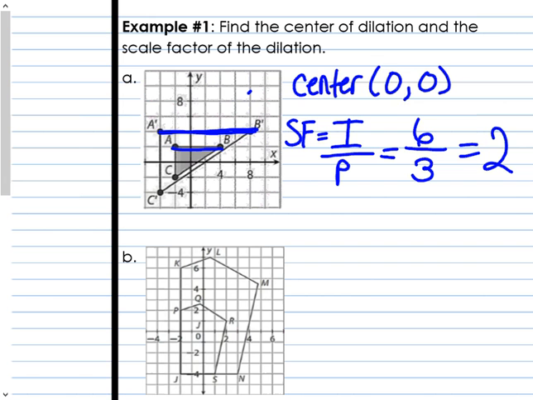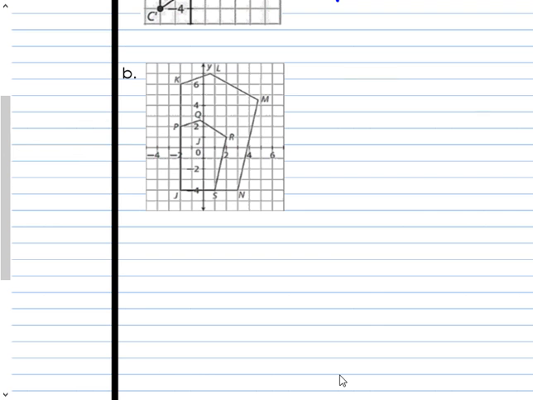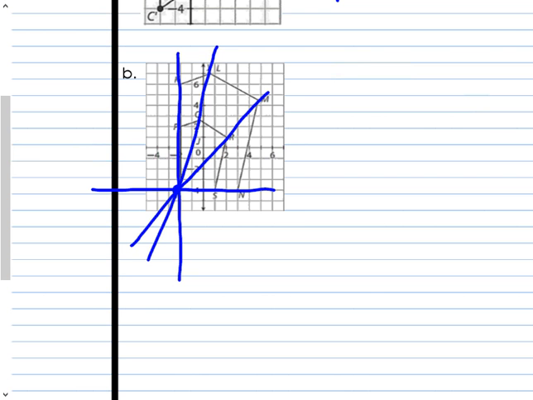Let's try example B. So for example B, I'm going to draw a line from my K to my P, draw a line from N through J, and I can stop right there because I see that they already intersect right here, but I'm going to keep going just for the sake of it. I'm going to draw a line from L through Q and M through R. You can see they all intersect at the same point. So the center is 0, 0.